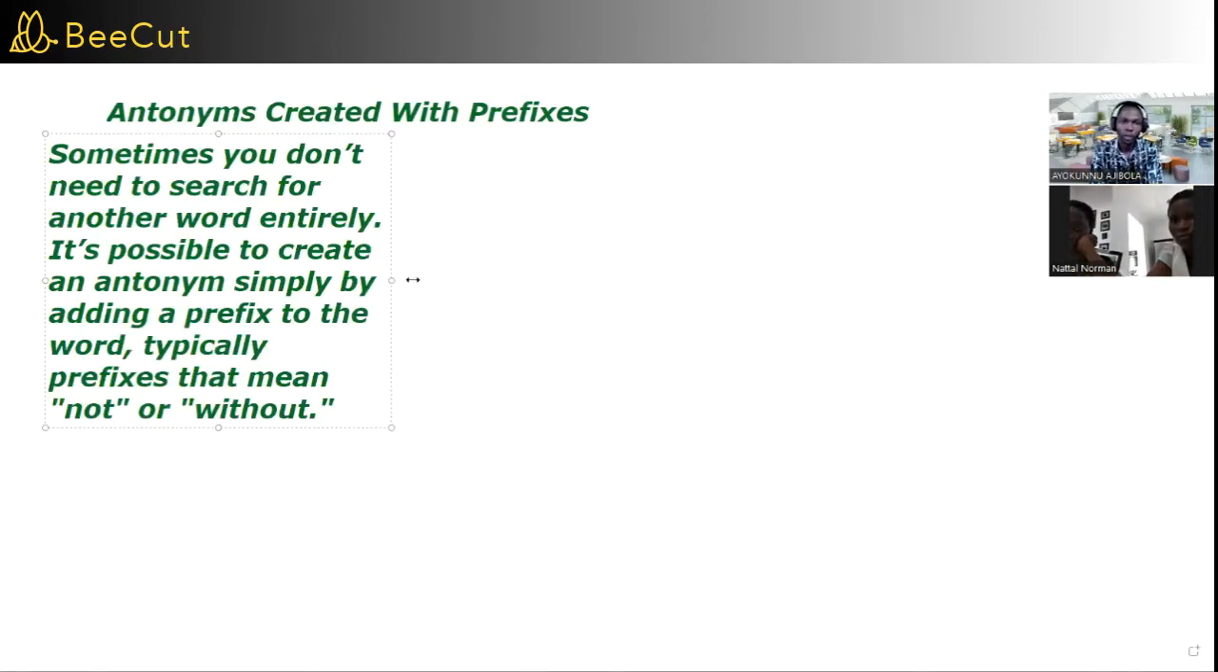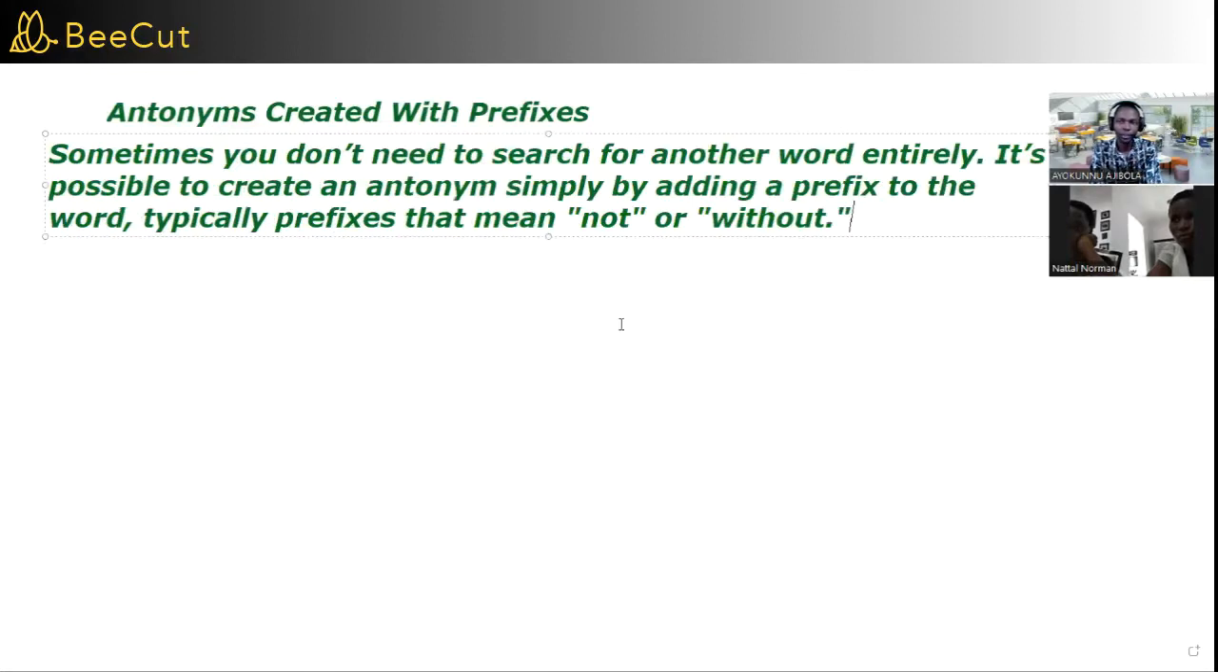For antonyms created with prefixes, sometimes you don't need to search for another word entirely. It's possible to create the antonym of the word we're given by just adding a prefix to the word. Typically, prefixes mean not or without. So we're going to be looking at categories of prefixes that can be added to words to form their antonym. Just add a prefix, then you get the antonym. So that one is very easy.